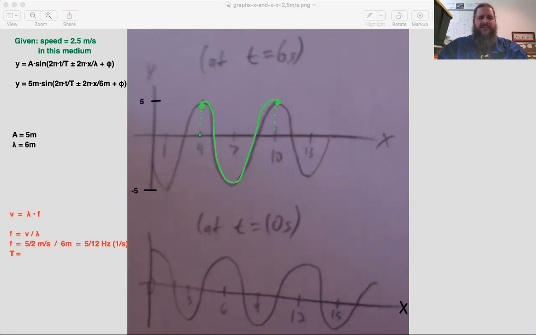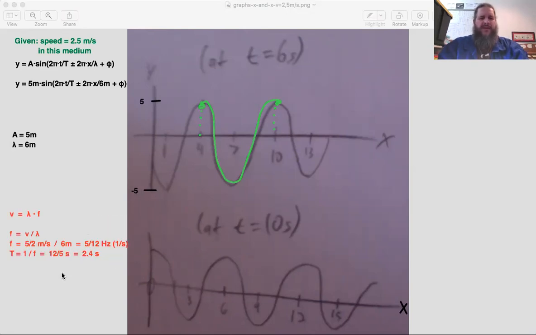How does that relate to the frequency? Would you just do the inverse of the frequency? Right. Period is 1/frequency, because frequency is cycles per second and period is seconds per cycle, amount of time for 1 full cycle. Inverse of 5/12 would be 12/5. Inverse of 1/seconds is seconds. So 12/5, or 2 2/5, so 2.4 seconds.